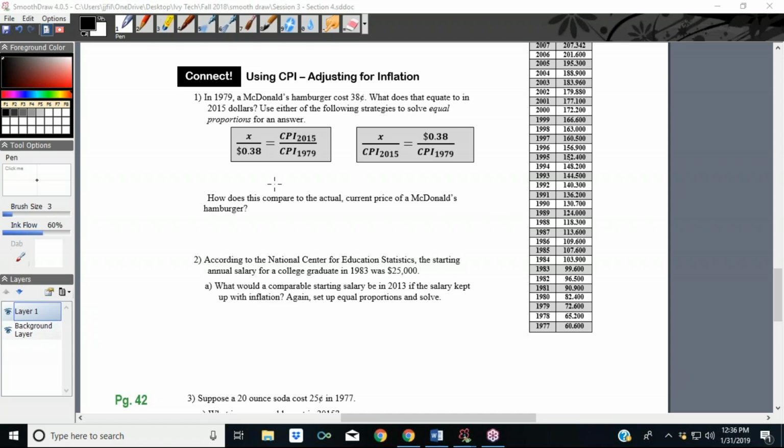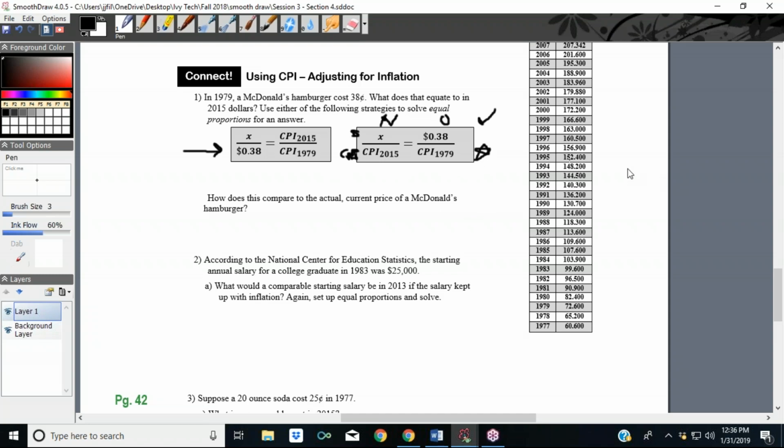So let's see. Two ways to do this. The first proportion is set up with dollars over dollars, today's CPI or 2015 CPI versus the old one. So it's like new over old, new over old. The second one is new, old price, CPI. And this is probably the way I'll write mine, this way here.